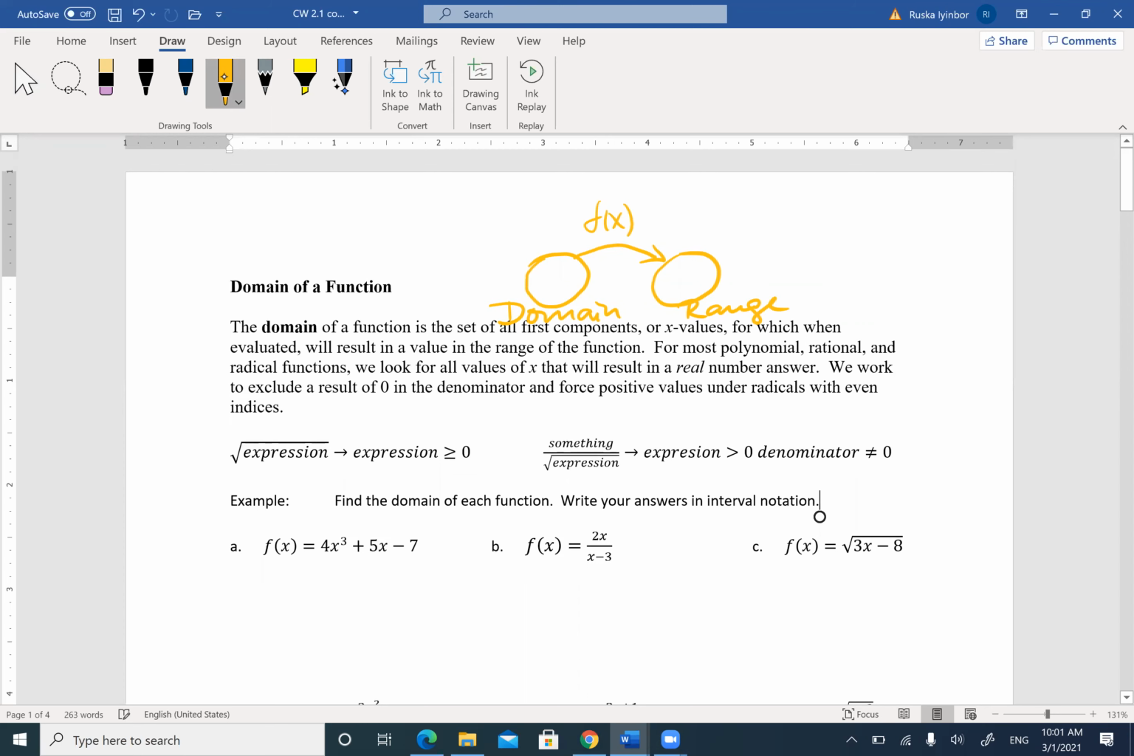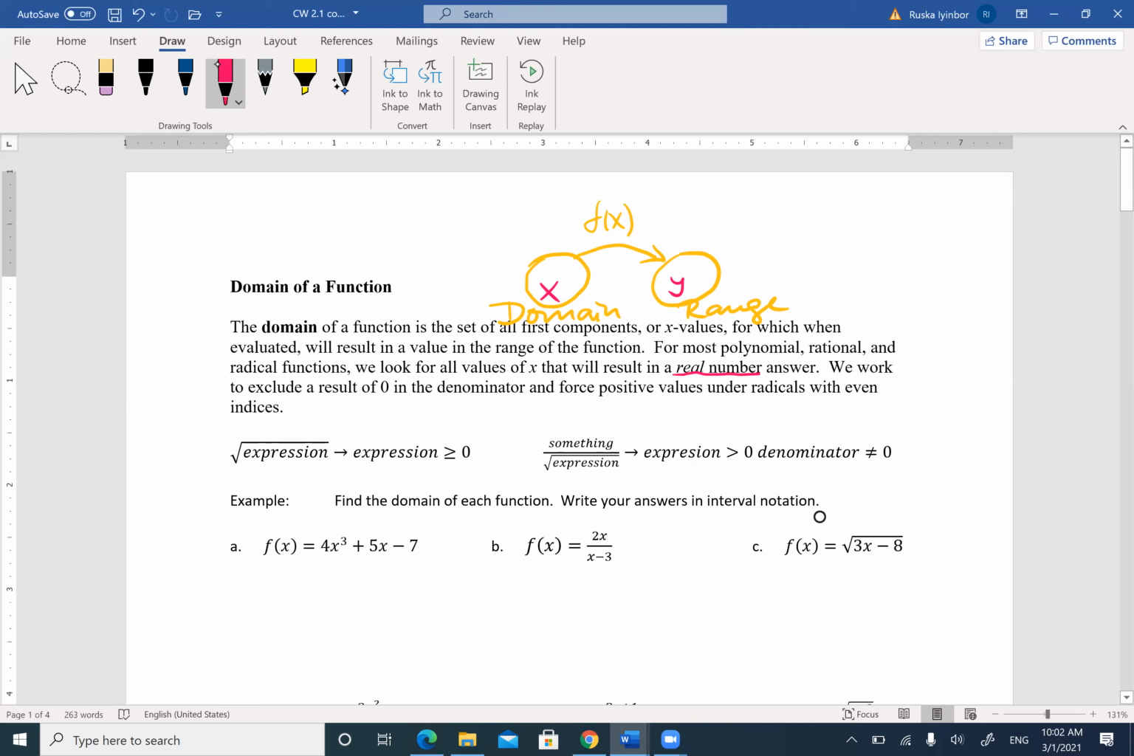Usually, most of the time, domain is represented with x and the range is represented with y. So now, domain is the first component, the x value, the input value. The range is called the output, the dependent value. So for most polynomial, rational, and radical functions, we're talking about only real numbers.